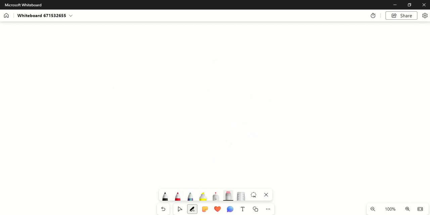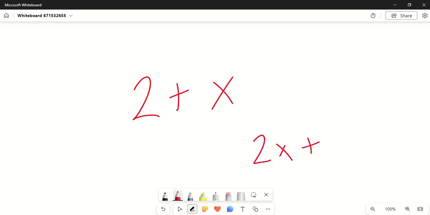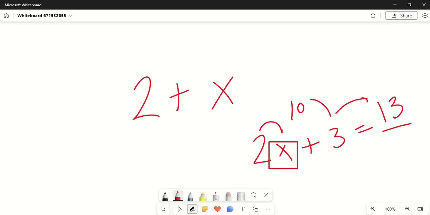An algebraic expression can also be as simple as something like 2 plus x, or 2x plus 3. The second you put an equal sign in it and you give a value for what it equals, it becomes an algebraic equation, and that kind of determines what x equals. So for example, if 2x plus 3 equals 13, x now has to be 5, because 2 times 5 will be 10, plus 3 will make 13, and you're forcing x to be a certain value.